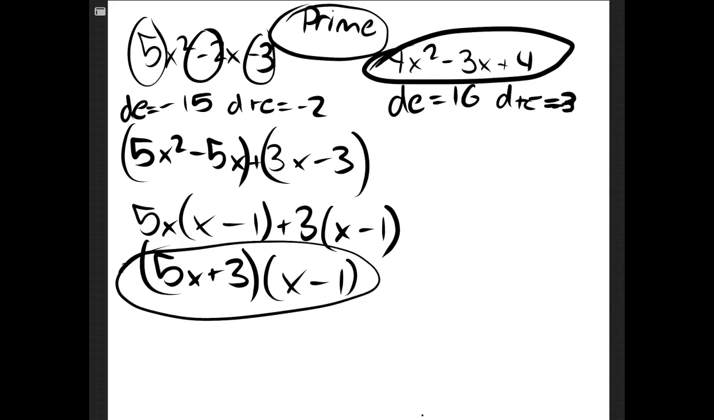And just to recap, what we learned in 8.7 was how to factor the form ax squared plus bx plus c, and we learned how to factor it in different ways. We learned how to figure out if a polynomial is prime, and that's it for this video.